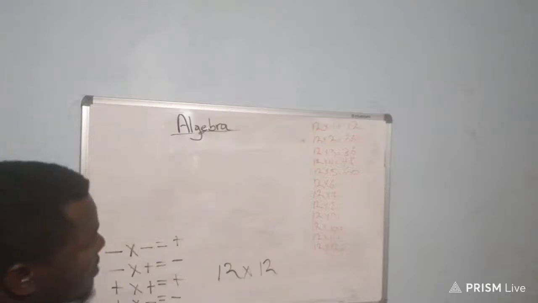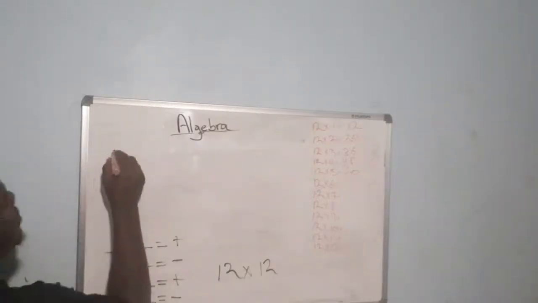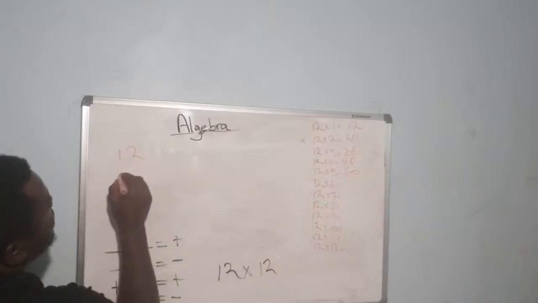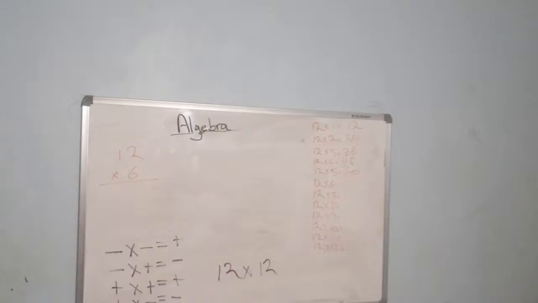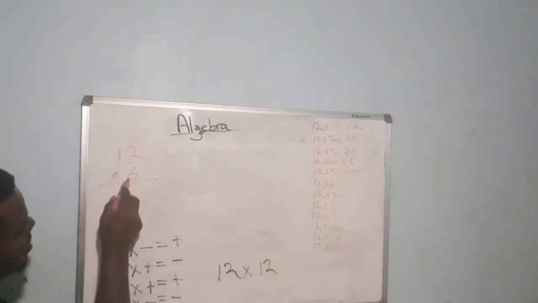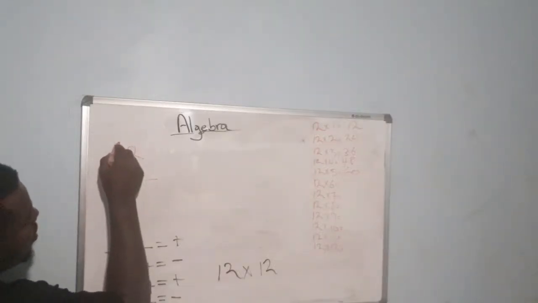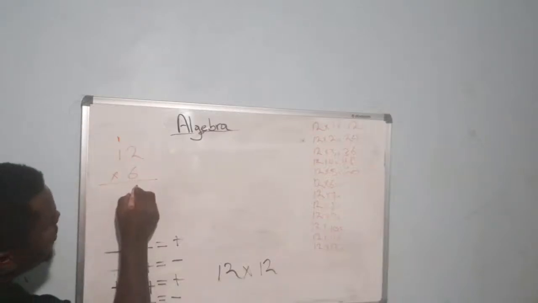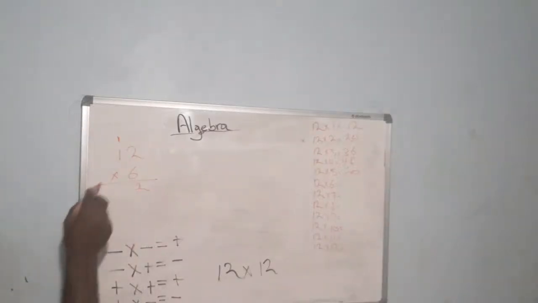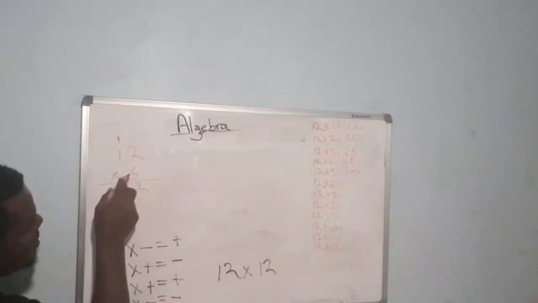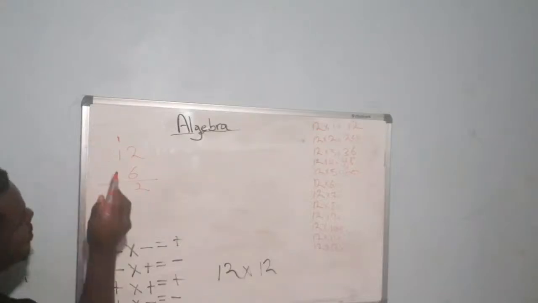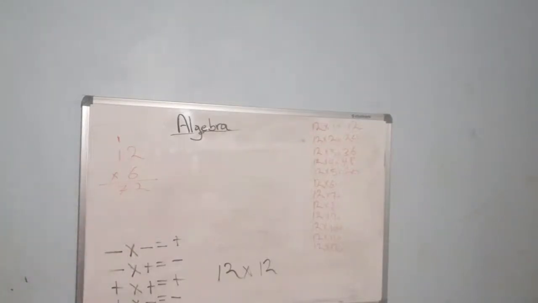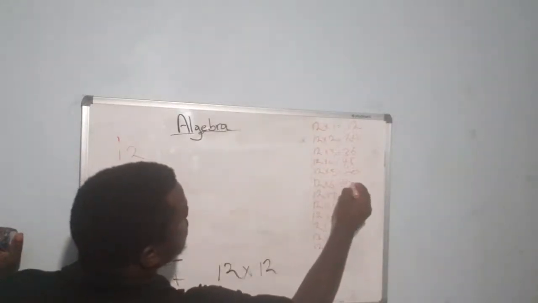So now we are at 12 times 6. 6 times 2 is 12. So we put the 1 up here and we place the 2 down there. 6 times 1 is 6, plus another 1 that we brought up here is 7. Good. So 12 times 6 is 72.